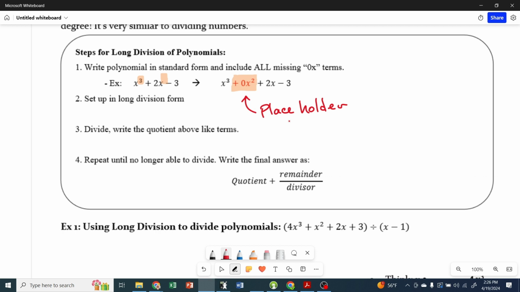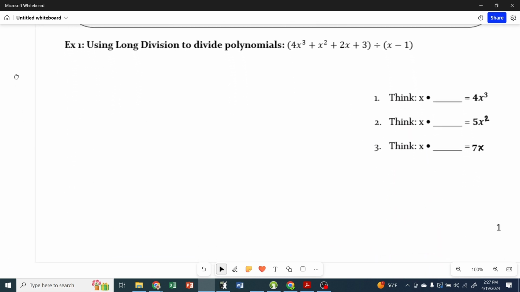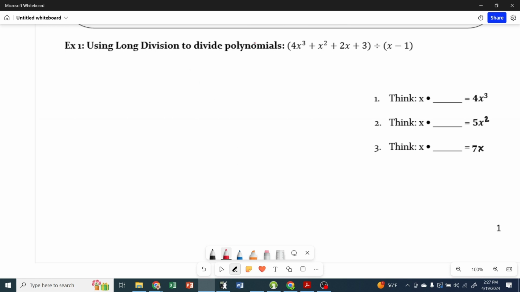So let's go through the process here. You're going to do your division, and then you're going to repeat this until you can't divide anymore. Anything that's left over is a remainder. And you would just put that as the quotient plus the remainder over the divisor. So let's do an example here. We're going to divide 4x cubed plus x squared plus 2x plus 3, already written in descending order, divided by x minus 1. So x minus 1 goes out here, and we're going to have 4x cubed plus x squared plus 2x plus 3 right here.